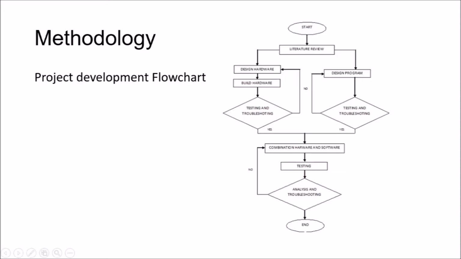Moving to methodology slide, this is the project development flowchart. The project methodology of this project is shown in figure. This project will be divided into hardware, software, simulation, and analysis that involves troubleshooting of this project. This project will start with literature review that gives idea and better understanding about the project. The process of literature review is search for journals, articles, internet and book, and analyzing the relation to the system of this project.